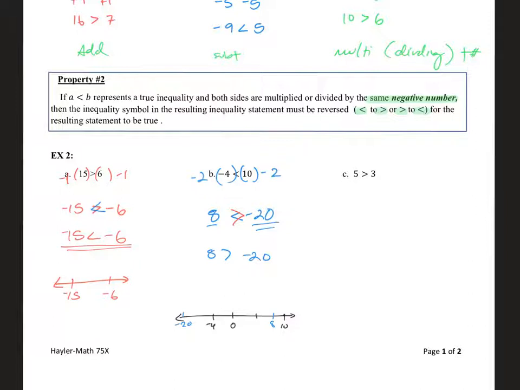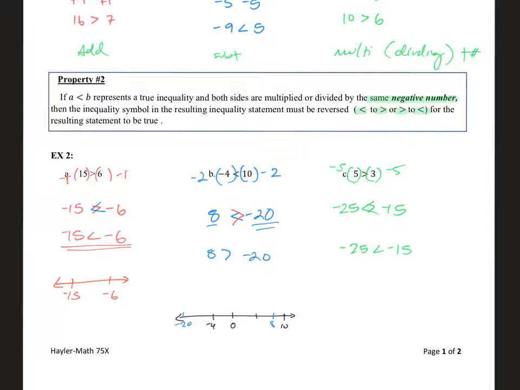All right, go ahead and try, let's multiply the last one by, I'll pick negative 5. So then I get negative 25 is greater than negative 15. Does that make sense? No, it doesn't. We're going to have to flip that symbol. So negative 25 is less than, oops, that was really ugly. Negative 25 is less than negative 15, which is now a true statement.